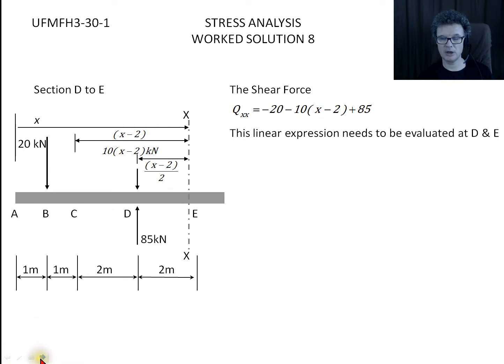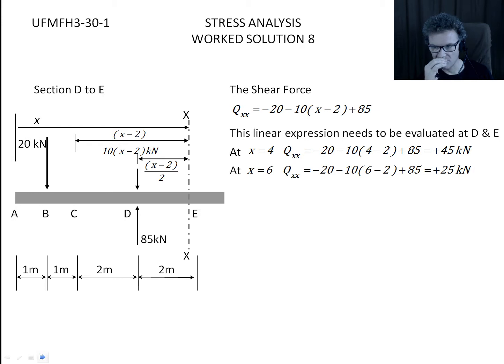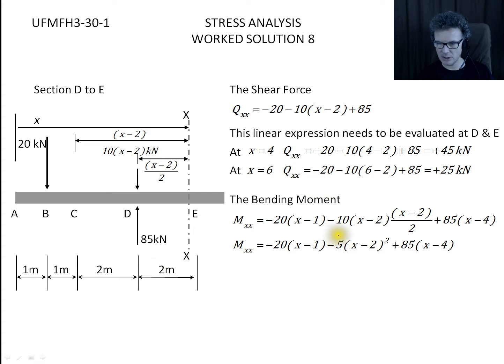Again, we are going to have to work out the Q value when x equals, what would it be, 4, and when x equals 6. So when x equals 4, substitute that in, we end up with 45. And when x equals 6, we end up with 25. So that's enough data there to plot a straight line, because we can see it's just got one variable there, so that's enough data.